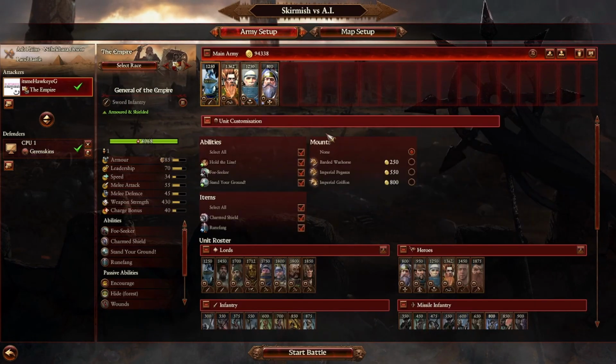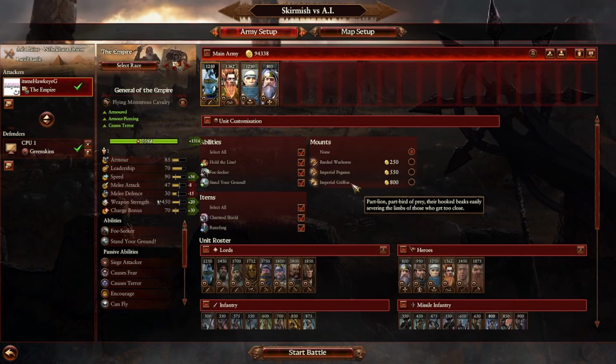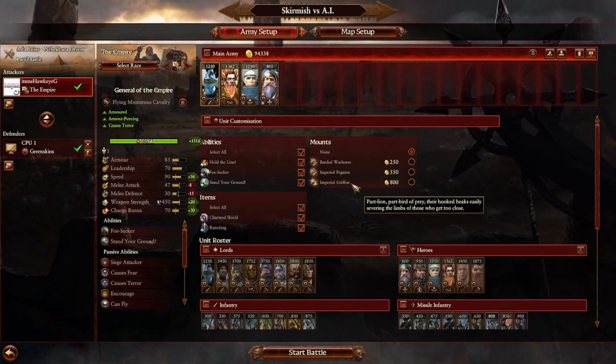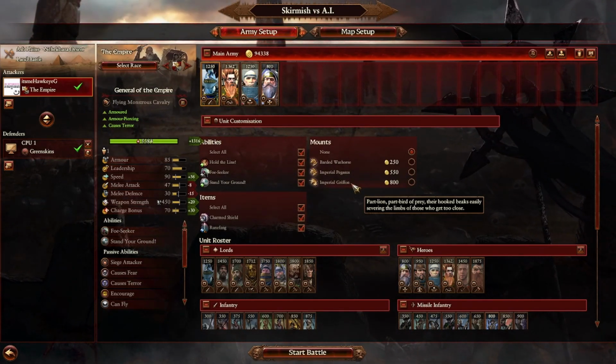In addition, it's worth checking out things like their mounts. This might be a factor that can change your decision if the melee lord has a better option than the rest.